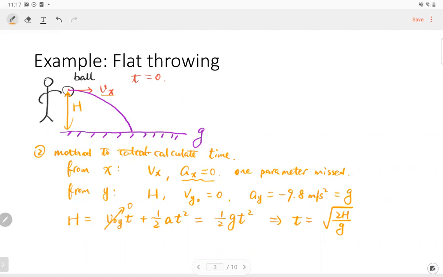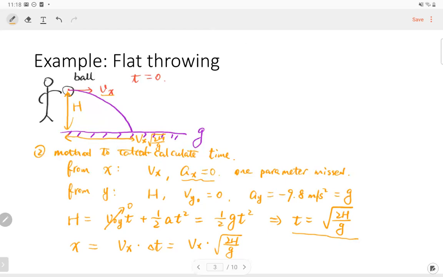Then let's see how far the ball travels in the X direction. In the X direction, if we want to know the X displacement, we only need to use the velocity in the X direction, Vx, times the duration, because the two directions share the same time. The time we have is the square root of 2h over g. So Vx times the square root of 2h over g is the horizontal displacement for this ball. So this could be solved as the initial velocity times the square root of 2h over g.